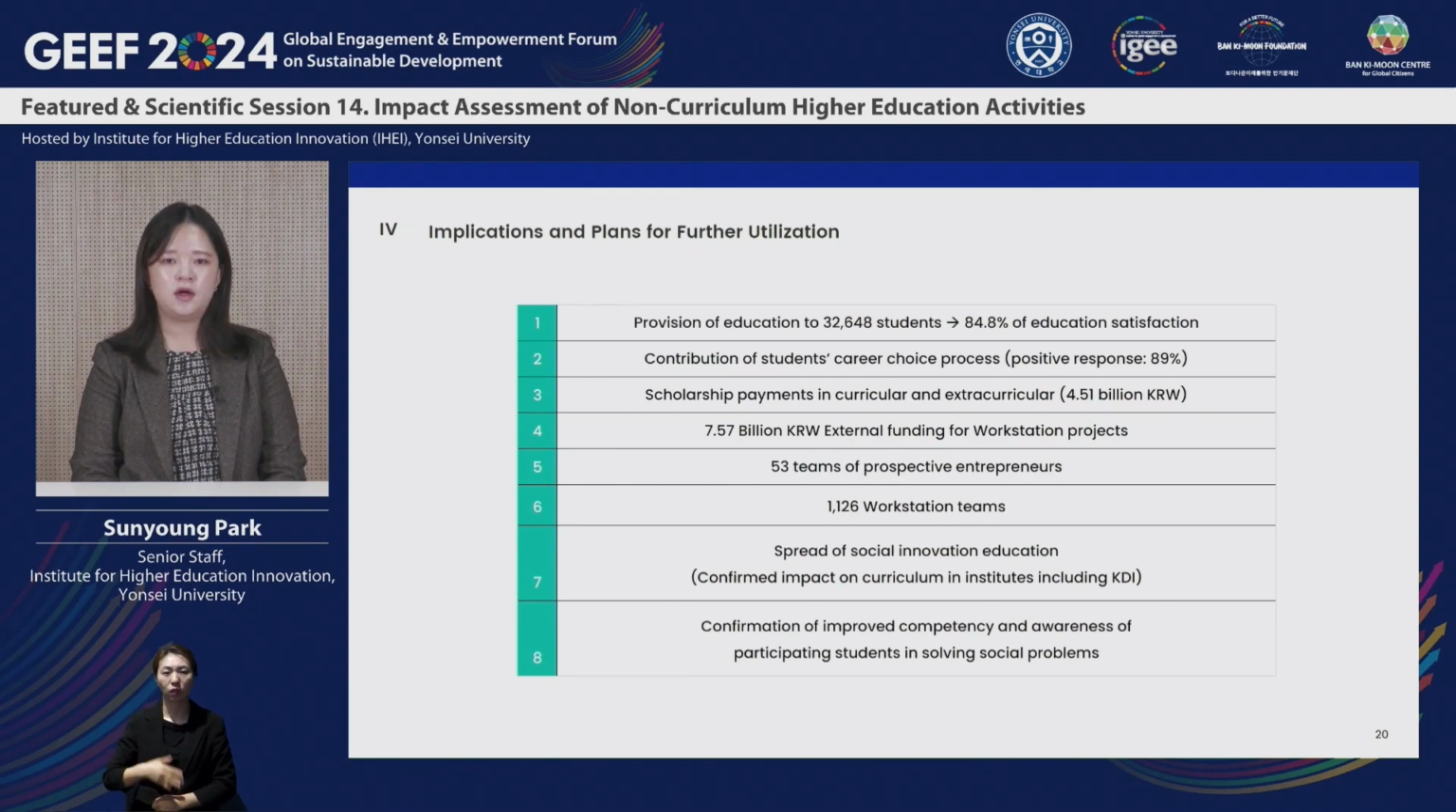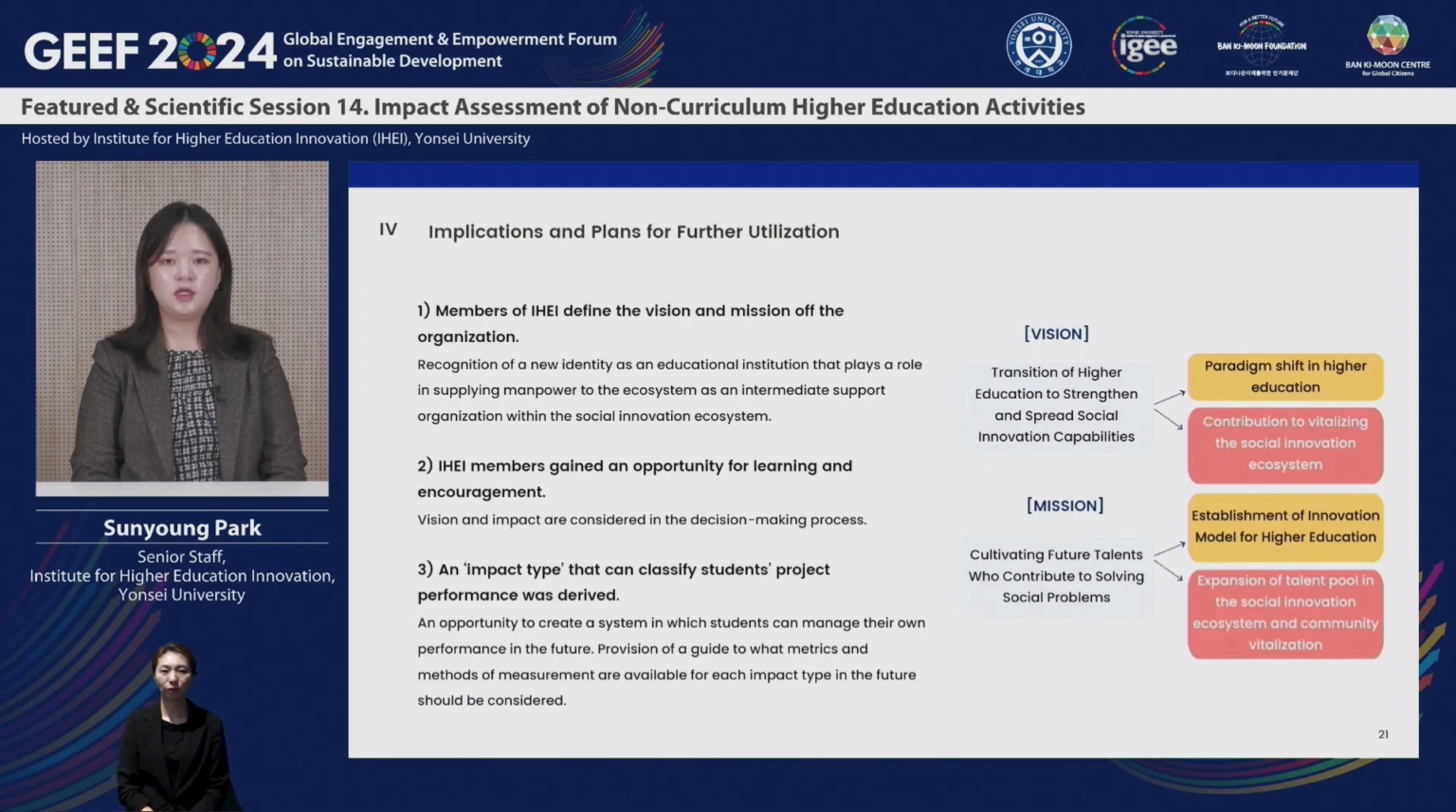Through this impact measurement, we have identified the following impacts of the IHEI. First, we observed a consistent growth and expansion trend in both the curricular and extracurricular programs based on quantitative data analysis. Additionally, it contributes to the dissemination of social innovation education, and we have seen an enhancement in students' capacity for addressing social issues and an improvement in their awareness. This indicates that our institute is progressing according to our intended mission and vision.